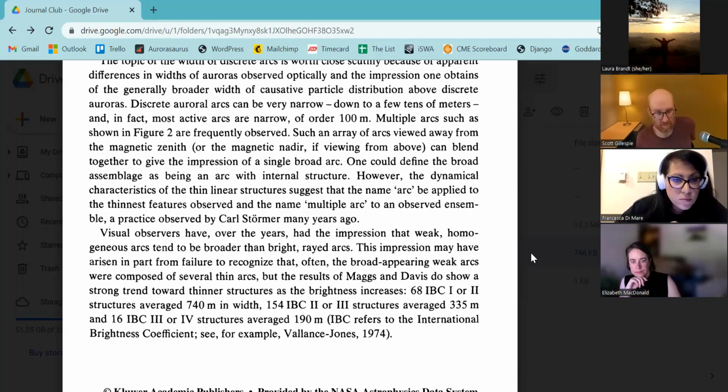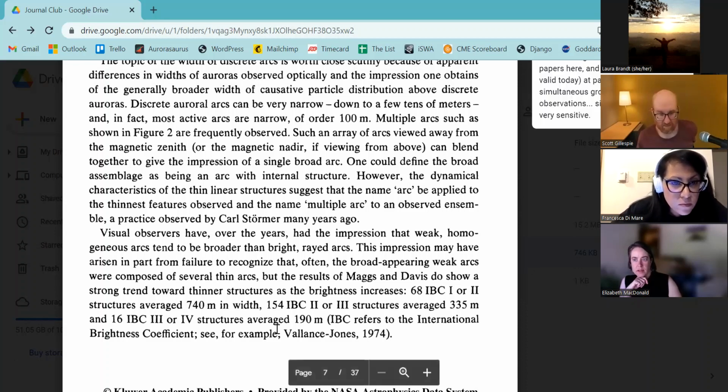What's an IBC? He's putting it at the end of the paragraph here. Cool. I don't think it's even still used, so we're not going to worry too much about that. But interesting stuff here.